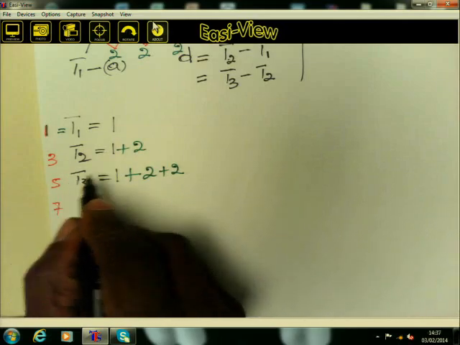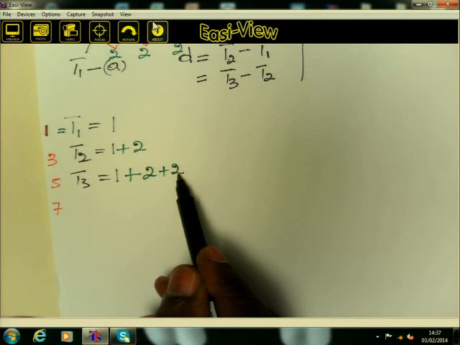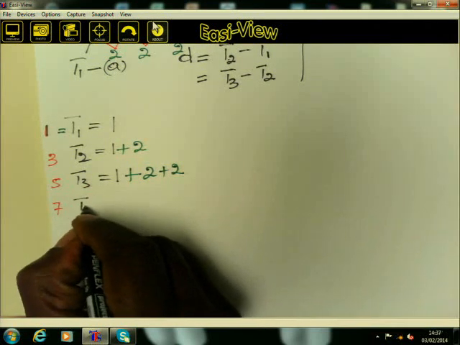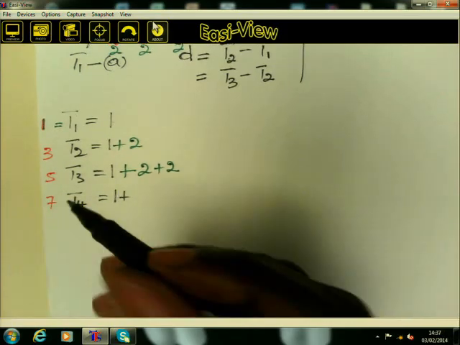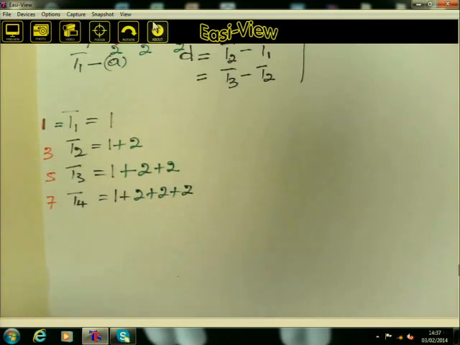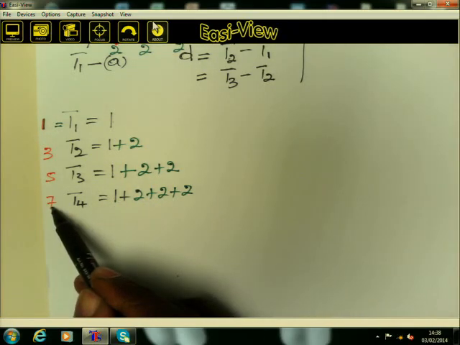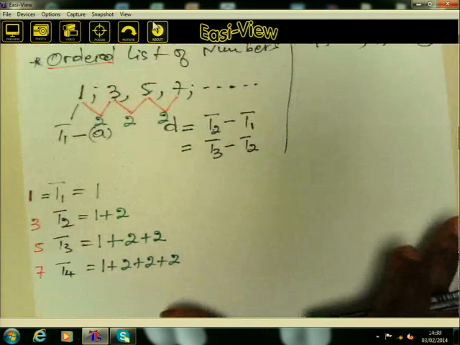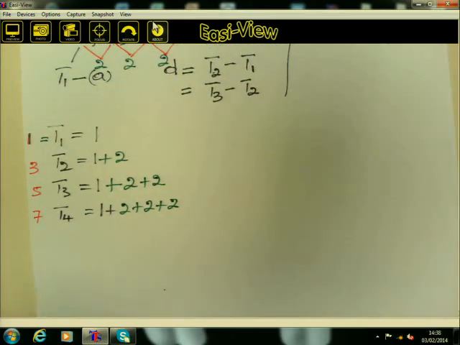In this case, this is our T3, which is going to be 1, the first term, plus the difference and another difference. Term number 4 will be the first term plus so many differences: 2, 2, and 2. Ultimately, we realize that 2 plus 2 plus 2 is 6, plus 1, it gives us 7, which is the fourth term of our sequence. It is now 7. So we cannot continue.